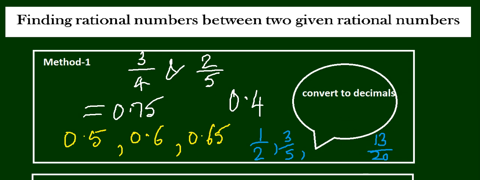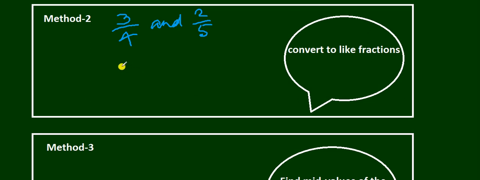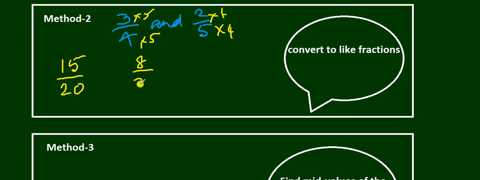Now let me move on to method 2. This is my second method, where we try to convert the fractions to like fractions. What are like fractions? Fractions which have the same denominator. So we try to convert each of them to the same denominator. To make the denominator the same, I will multiply this with 5 and this one with 4, to get my LCM 20. So I will get 15 over 20, and 2 times 4 is 8 over 20.